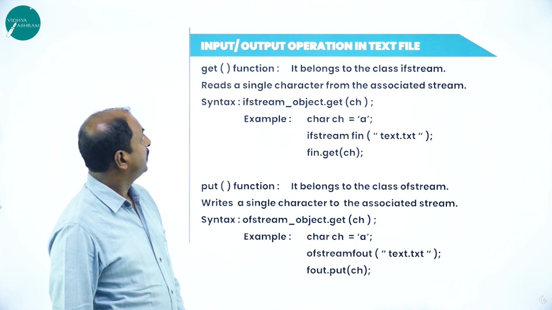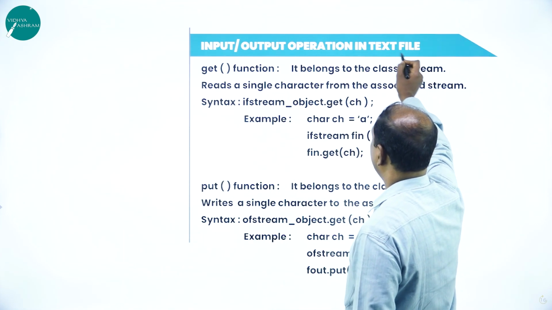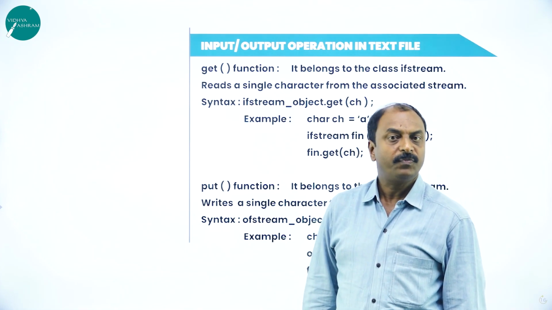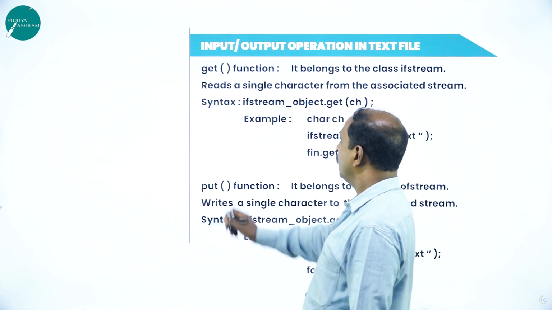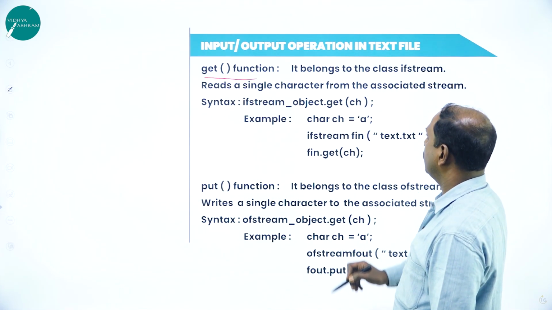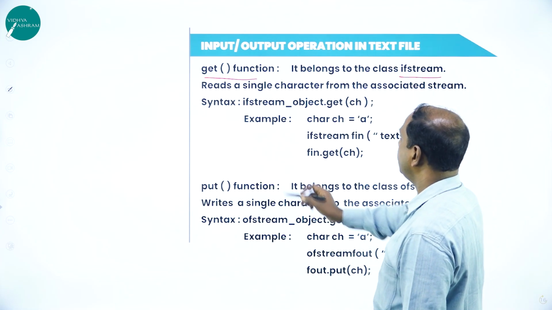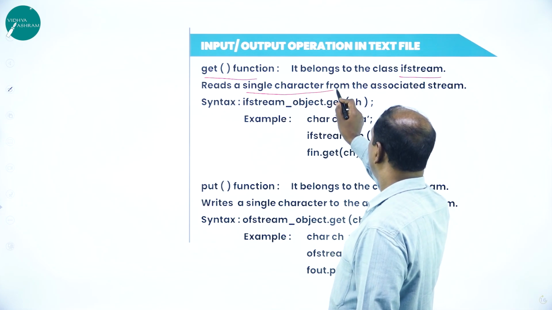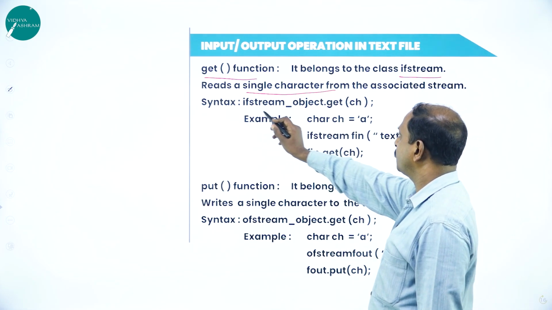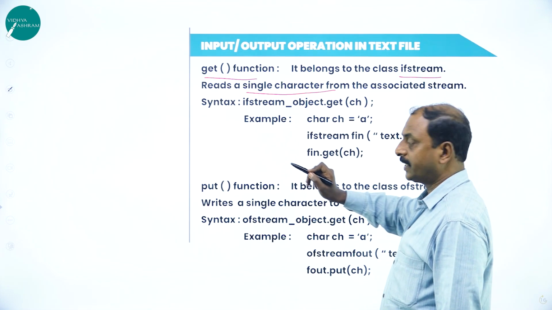Now, the first one is input output operation in text file, and here to work with the files we have different functions or member functions. First one is get function. So what is a get function? It belongs to the class ifstream and it reads a single character from the file associated stream. An example is ifstream object dot get ch. Now look at the example here.